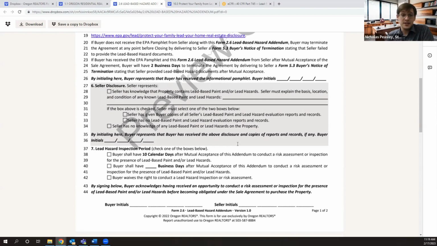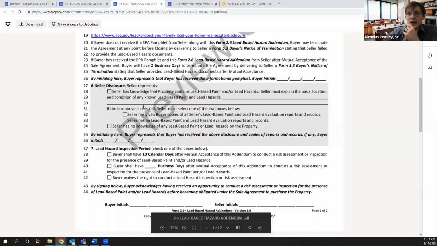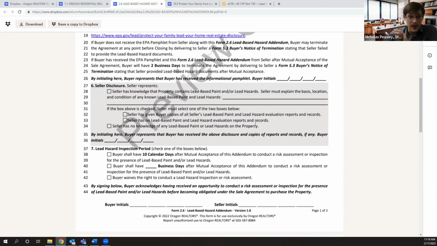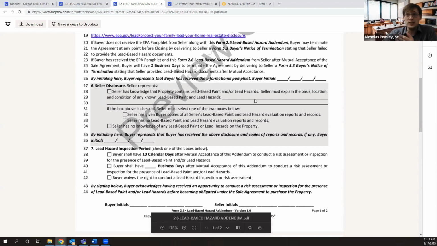In either case, that is sufficient as delivery, but you, as the seller or the seller's agent, need to be delivering those documents. The seller also has other options when they've checked this first box to say, yes, I know about lead. They can say, I've given the buyer copies of all of the evaluation reports I have, or I don't have any evaluation reports and records. A lot of sellers will not have reports or records. They might just have something where it's like, oh yeah, I remember my uncle put in a lead pipe in the 60s. If that's what you know, write it in this section. If you actually have an evaluation or a report, that needs to be provided. That's a requirement that you provide copies of those documents that you have.